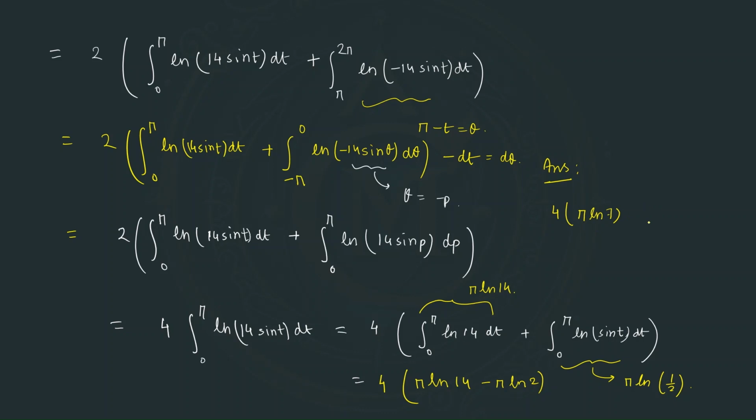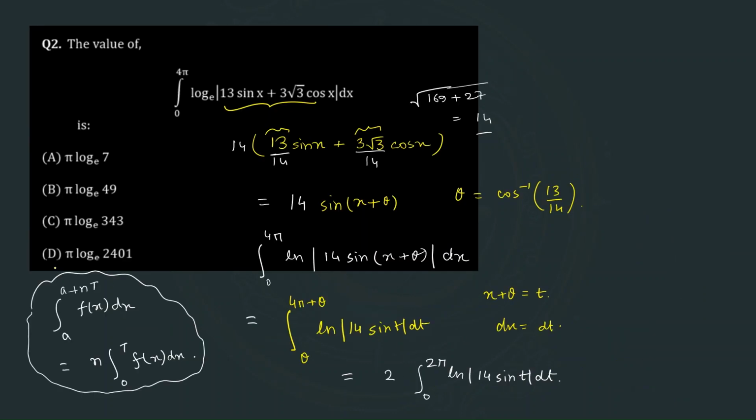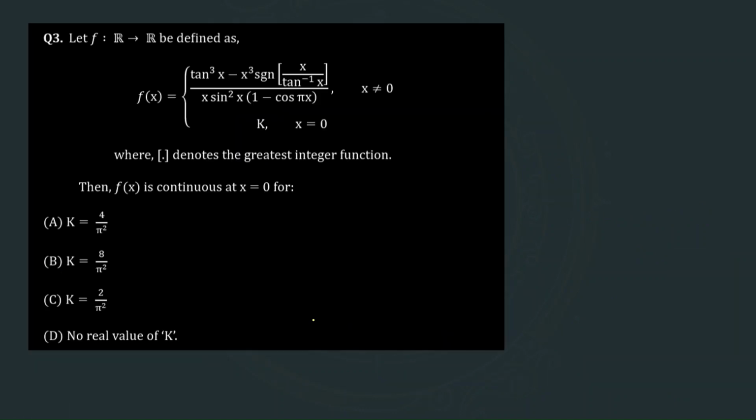So this will be equal to pi log 7 to the power 4, and 7 to the power 4 is 2401. So pi log 2401. That means our option D will be the correct option for this question. I hope you understood this question. This is the question number 3.